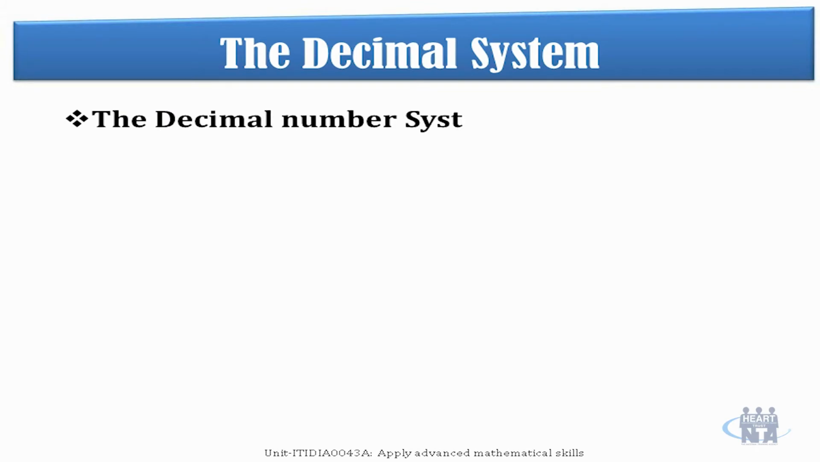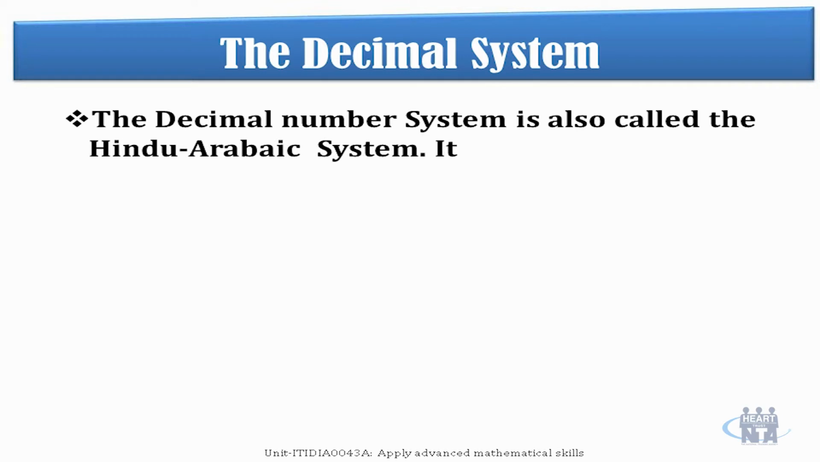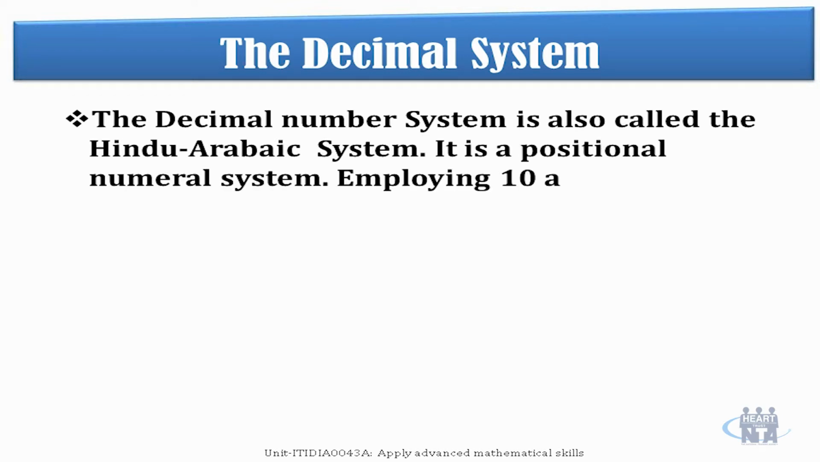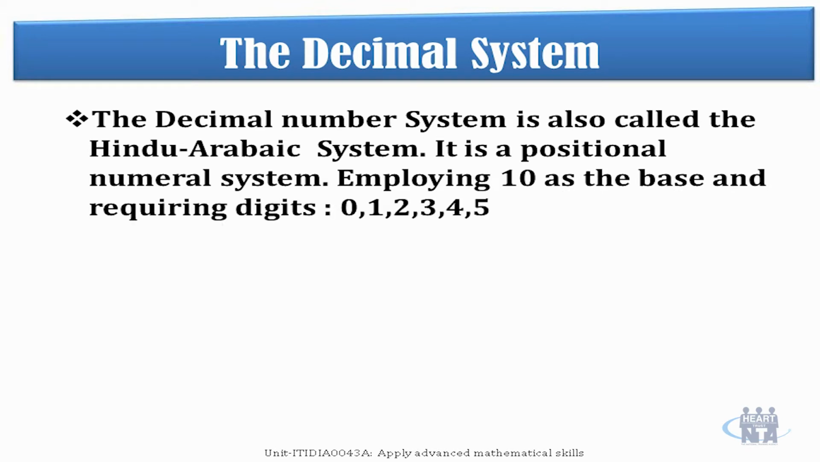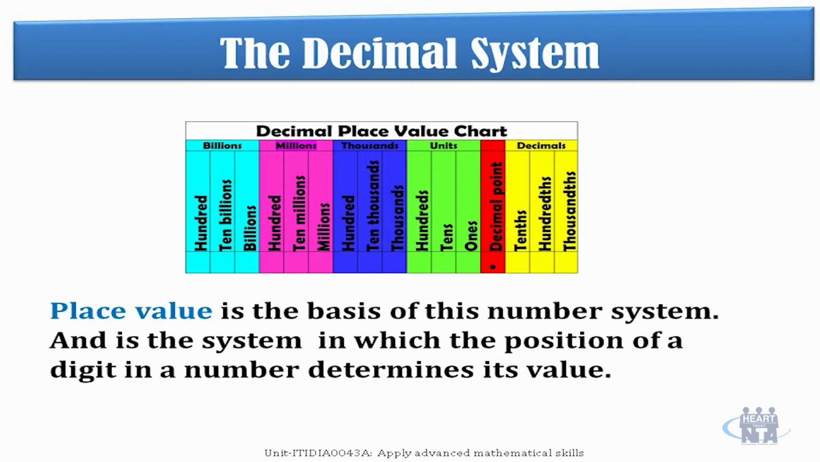The decimal number system is also called the Hindu-Arabic system. It is really a positional numeral system, employing 10 as the base and requiring the 10 digits 0, 1, 2, 3, 4, 5, 6, 7, 8, and 9. A decimal is really a fraction written in special form. For example, fractions with a denominator of 10, 100, or 1,000, or any power of 10 are called decimal fractions. A decimal requires a dot or decimal point to represent fractions. In this number system, the numerals used in denoting a number take different place values depending on position.